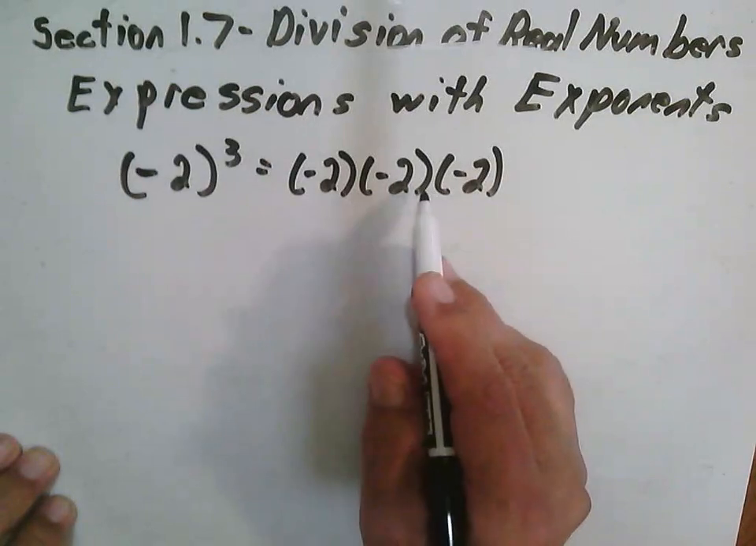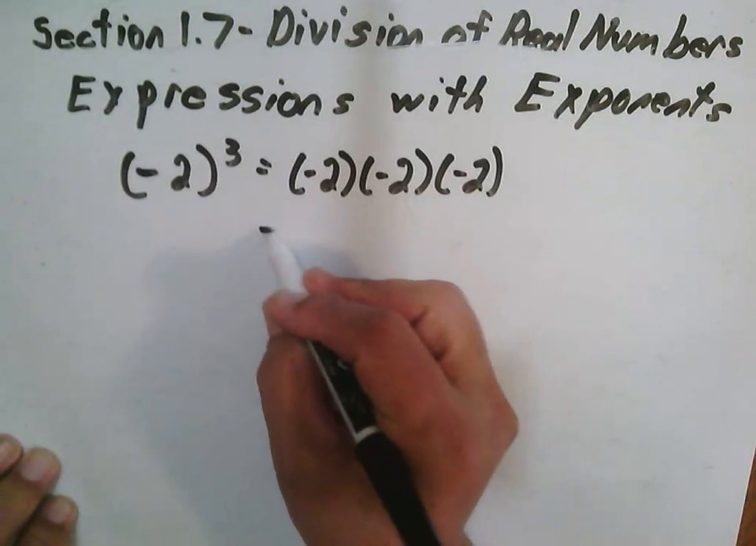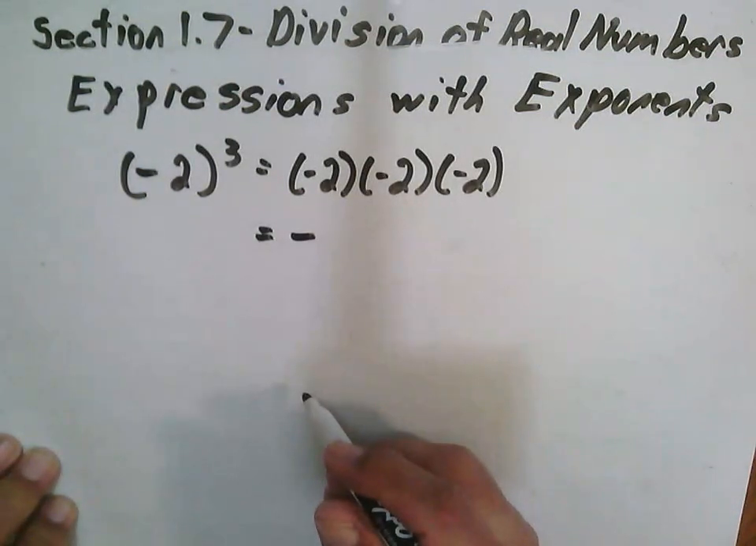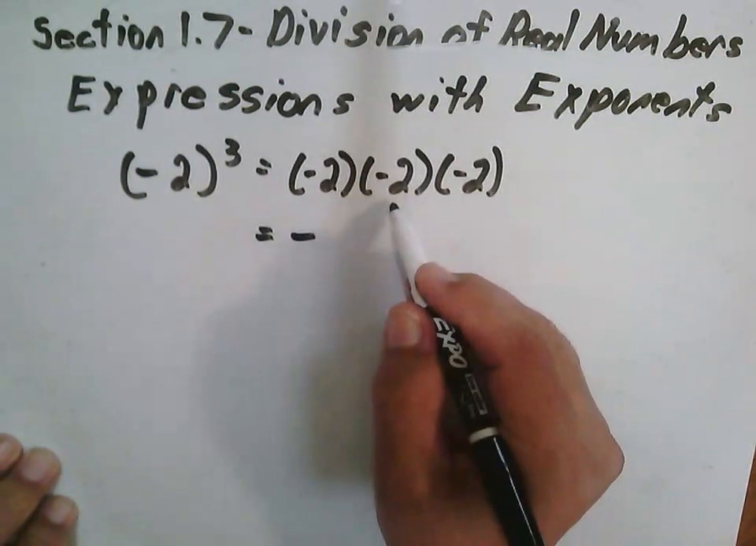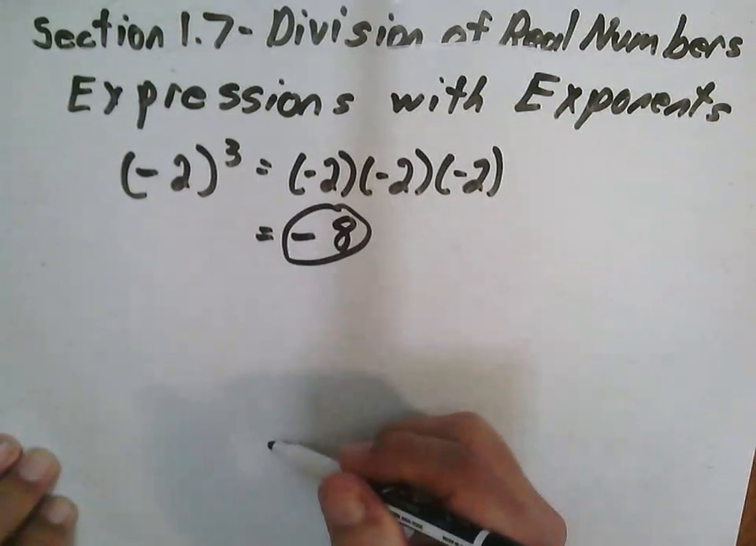But anyway, once again, go back to our old rule. How many negatives do we have? We have 3, so automatically we know our answer is going to be a negative. Then 2 times 2 is 4. 4 times 2 is 8. So this is going to be our final answer, negative 8.